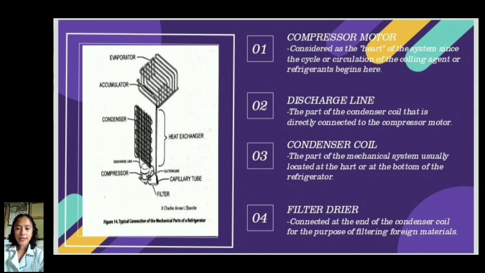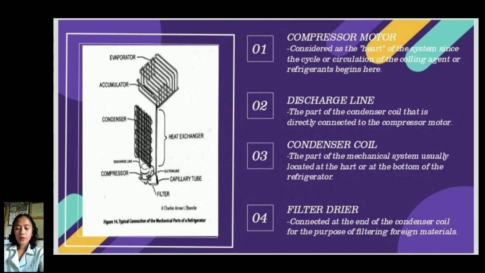Is the line from compressor to condenser coil. This is called the discharge line. Ito yung dinadaanan ng refrigerant papuntang condenser.